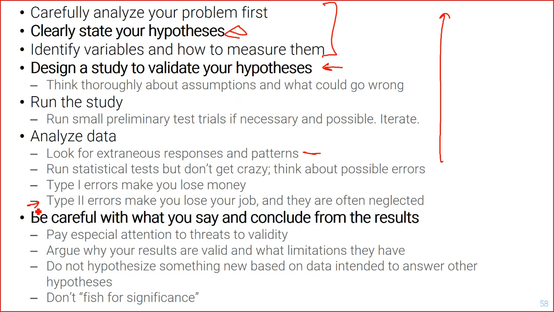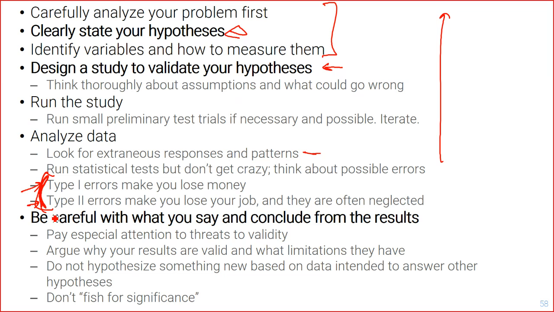If you just say, hey, something's going to happen with the volcano, and in the end it doesn't happen, then you're losing money, but you don't lose your job. So you have to think about what are the consequences of making an error in one or the other direction. And in the end, it's about being very careful about what you conclude from your results.